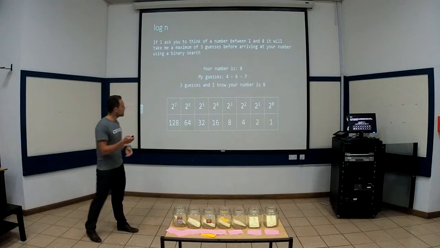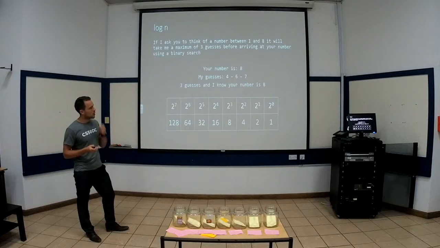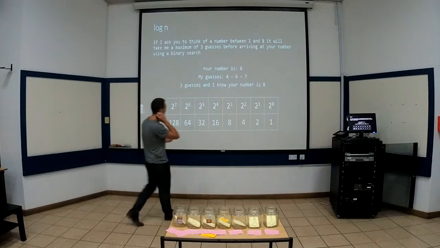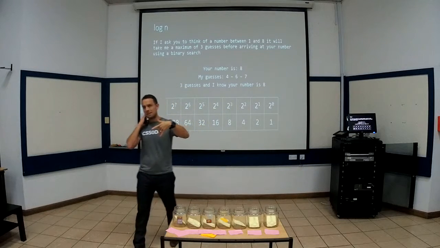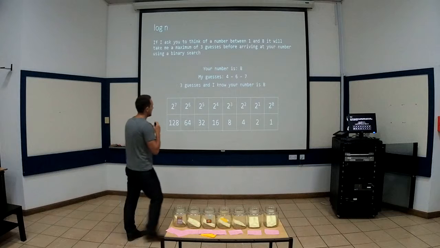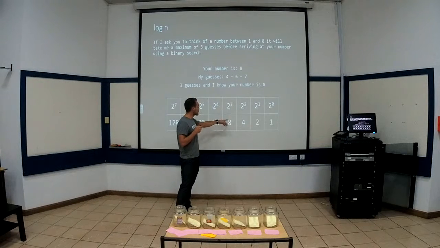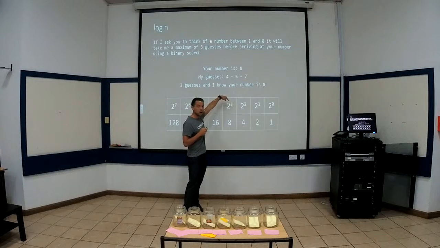So how did I know it would only take me 3 steps? It's all about what we talked about with regards to log n. If I look at the power of 2 to 3, 2 to the power of 3 is 8, and therefore the number that I am looking for is 8. So if I have a look at the log of that, it's 3. So I know it's only going to take me 3 steps.